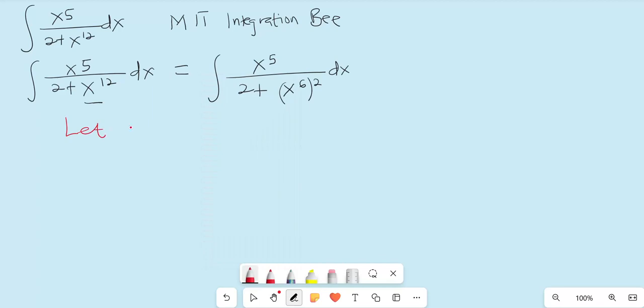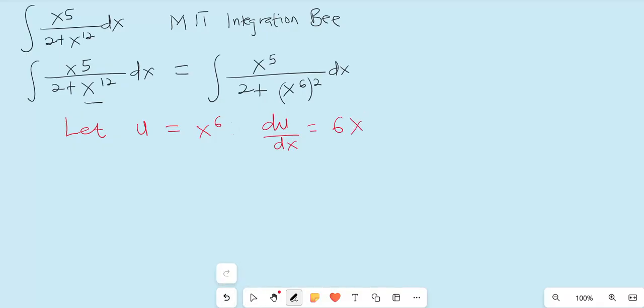We can let u be equal to x to the 6. du dx is equal to 6x to the 5. That implies du is equal to 6x to the 5 dx. So I can divide here by 6, divide here by 6, and I'll have du over 6 equal to x to the 5 dx.